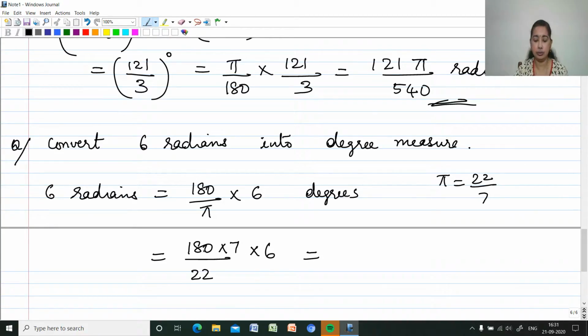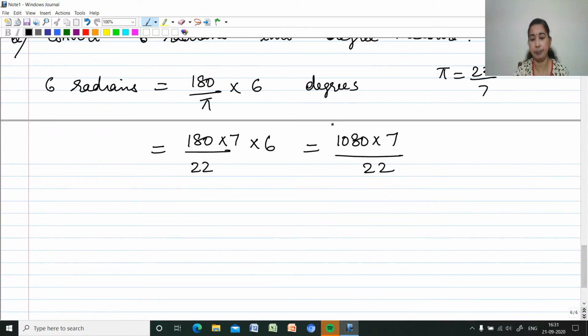And that is equal to 180 into 6 is 1080 into 7 by 22. Now we have to simplify this. Here you can see that 2 is common. 2 here 11 times. Here 2, 5, 4, 0. And that is 540 into 7. That is 3780 divided by 11.